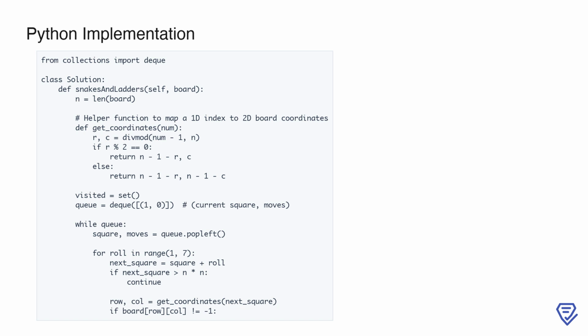We then simulate rolling a die, iterating over all possible outcomes from 1 to 6. For each roll, we calculate the next square we would land on. If the calculated square exceeds the total number of squares on the board, we skip it. Otherwise, we use the get_coordinates function to determine which position on the board this square corresponds to. If the board contains a snake or ladder at this position, indicated by a value other than -1, we will handle it next.